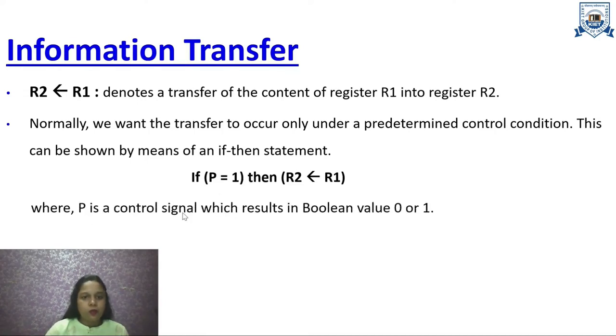Here P is the control signal which results in a Boolean value 0 or 1. So it is to be remembered that only when P is equal to 1, the transfer will happen. If P is equal to 0, then this transfer will not happen. Symbolically, for a micro operation, it is written like this: P, the control function or control signal, colon. This colon is important. After this, the micro operation is written, that if this control signal is true, then this operation will occur.